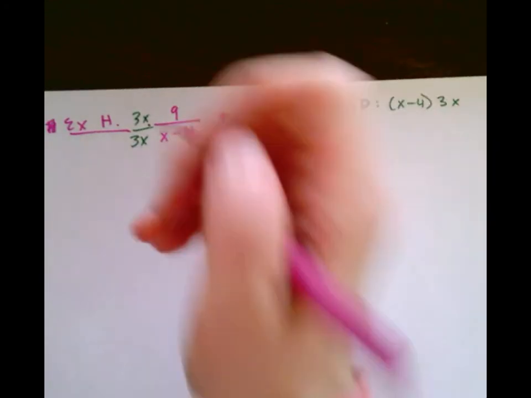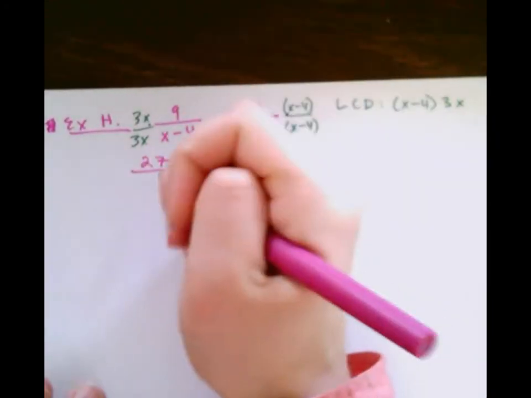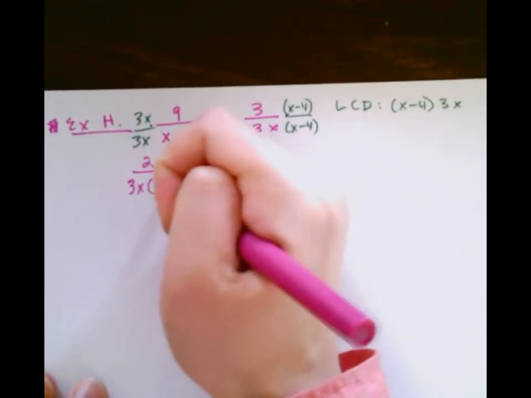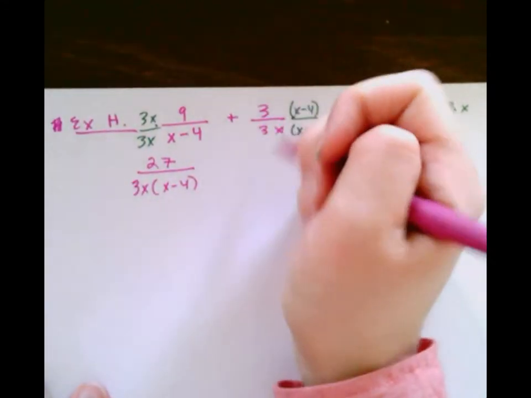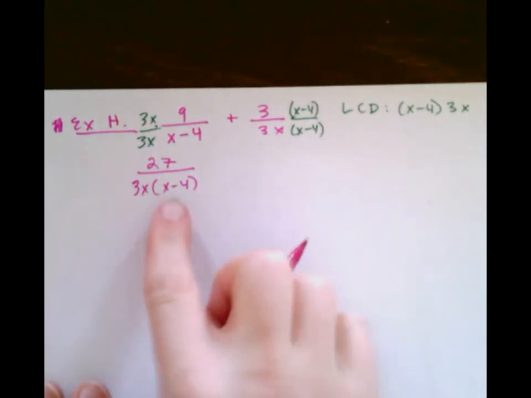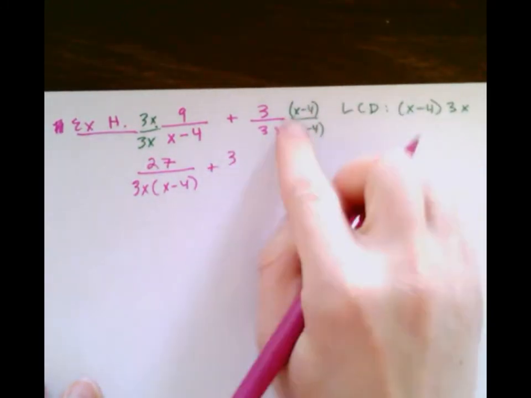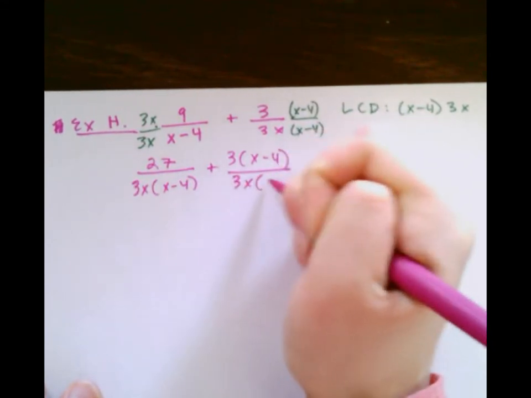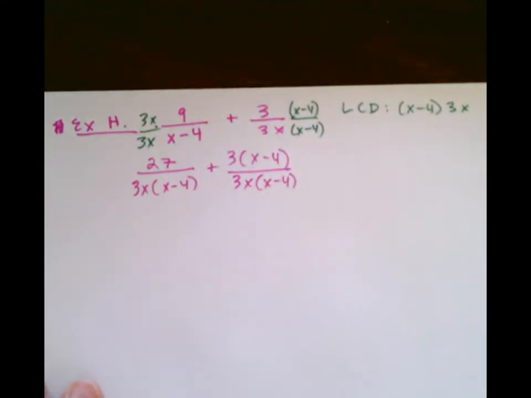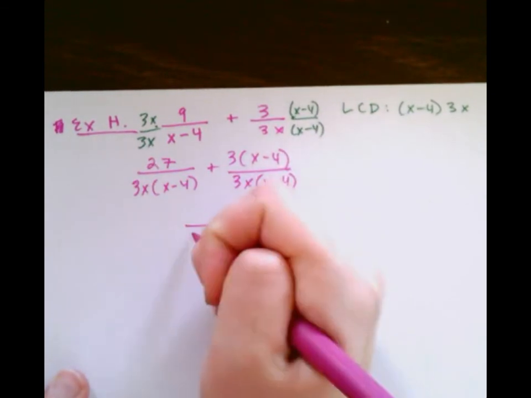Now when I multiply straight across, I get 27 over 3x times x minus 4. I'm not going to distribute quite yet because maybe something will cancel out, but I'm not sure. I'm going to leave it in factored form because it'll be easier to tell. Then here I get 3 times x minus 4 over 3x times x minus 4. My last step would be to add the tops and keep my denominator the same.